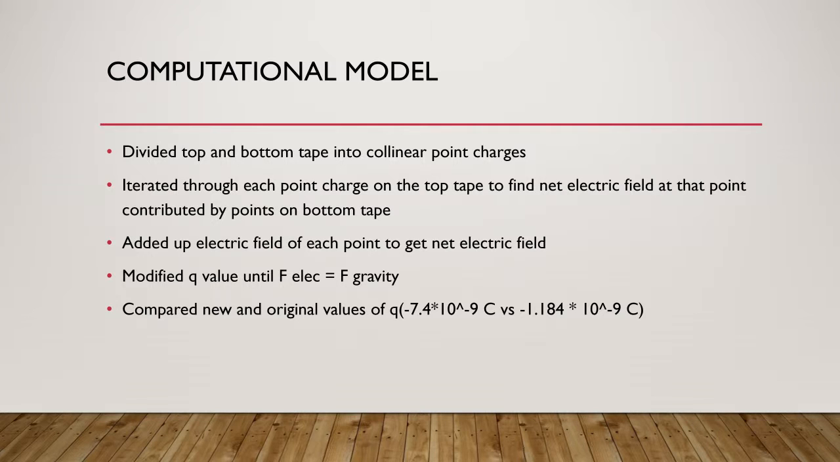We also kept track of the net electric field of the top tape as a whole, which was the sum of all the electric fields of all the points on the top tape. By doing so, we could find the value of the electric force and modified our Q value until we found the magnitude of the electric force to be equal to the magnitude of the gravitational force. The Q value discussed earlier was negative 7.4 times 10 to the negative 9 coulombs, and the Q value that I found from using this model was negative 1.184 times 10 to the negative 9 coulombs.